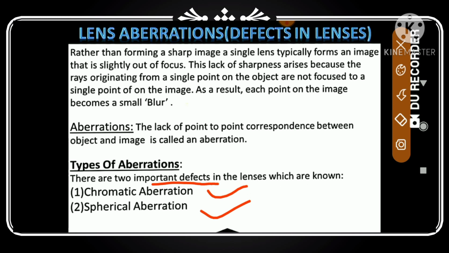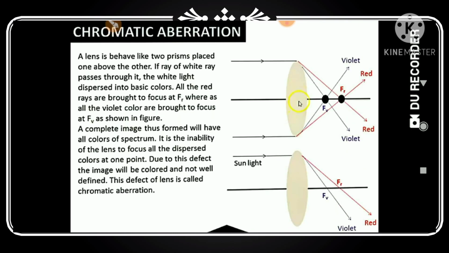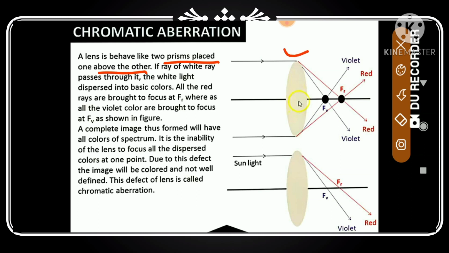What is meant by chromatic aberration? Chromatic means chroma, due to the colors. See, this one is chromatic aberration. There is a lens which behaves like two prisms placed one above the other. We are considering this lens which behaves like two prisms placed one above the other. The property of the two prisms and the lens is the same.